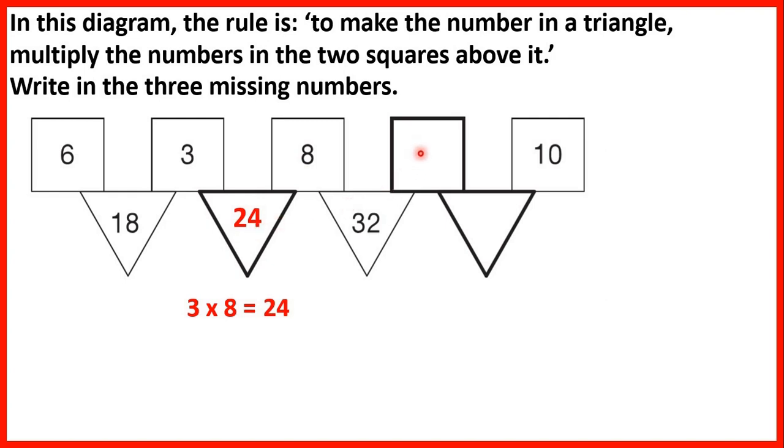Now we have a missing square, so 8 times something is 32. So we have a missing number multiplication, and we can divide to find our missing number. So 32 divided by 8 is 4, and that means 8 times 4 is 32. So the number in this square must be a 4. And now for this triangle, we have 4 times 10, so that's 40.